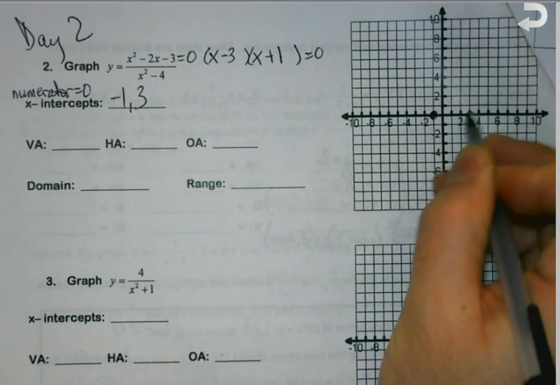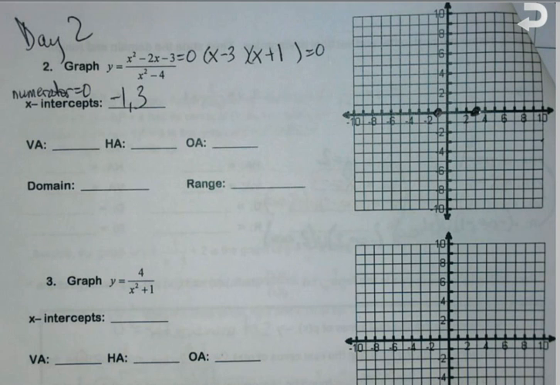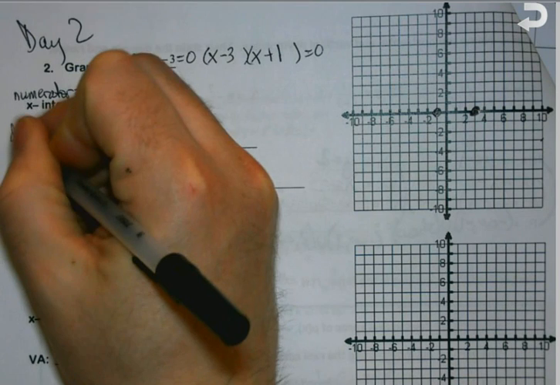So I'll go ahead and plot a couple of freebie points for my graph here. It doesn't matter which order it goes in. So what else have we got here? Vertical asymptotes.